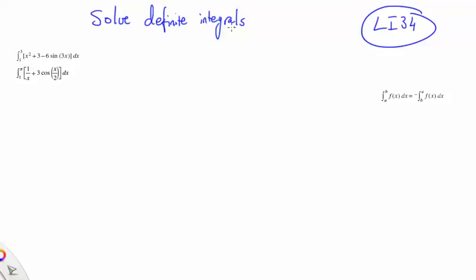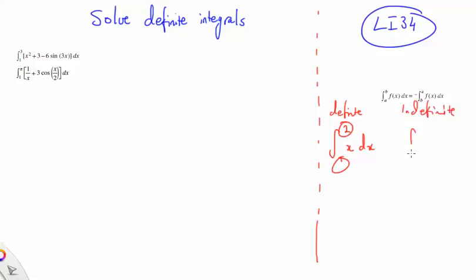Solve definite integrals. Well, let's remind ourselves of some things. I'm going to have some reminders down here. These are things you should know from last year. A definite integral is one that has terminals. So this is a definite integral. This is definite because it has these terminals here. It's indefinite if it doesn't have the terminals. So this is indefinite. A definite integral will generally spit out a number answer, like 6 or something.